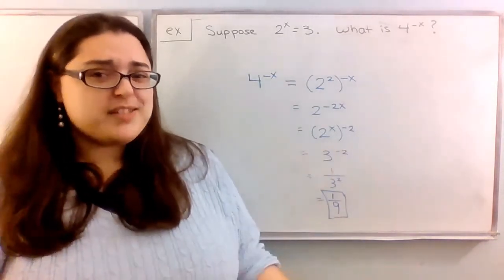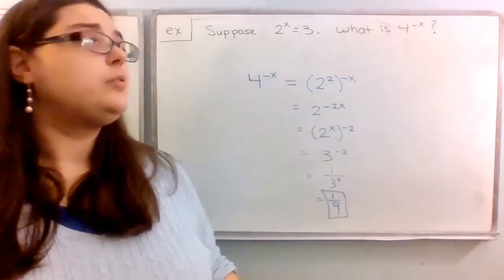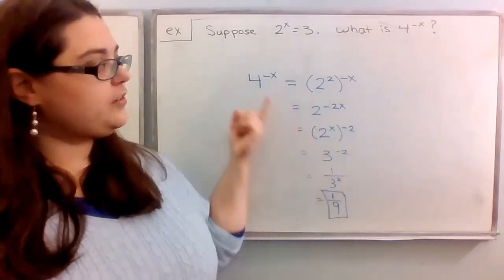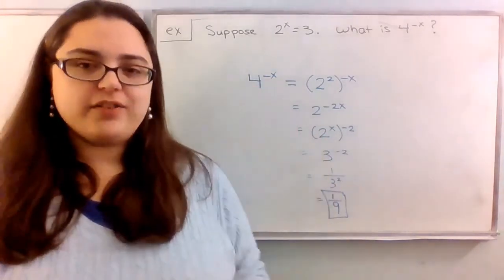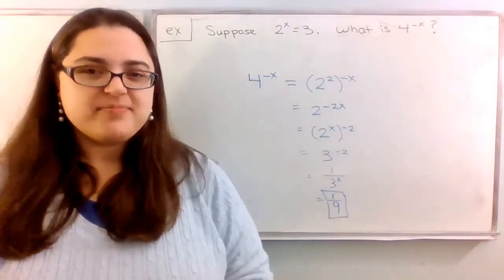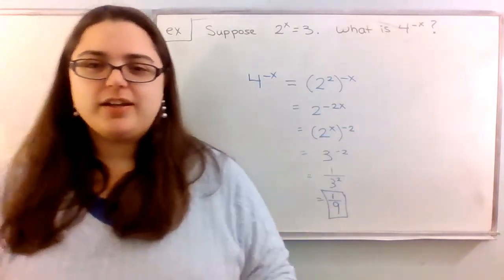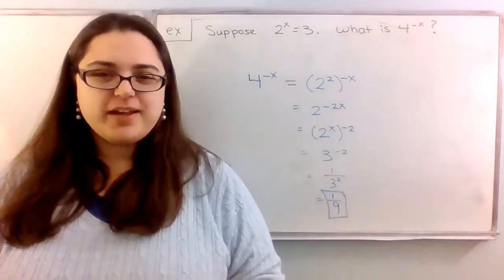And notice in this whole process, we still don't know what x is equal to, but we do know what 2 to the x is equal to. So we were able to find 4 to the negative x without ever having to solve for x. Kind of neat. All right, that's going to conclude this video on solving introductory equations with exponents.